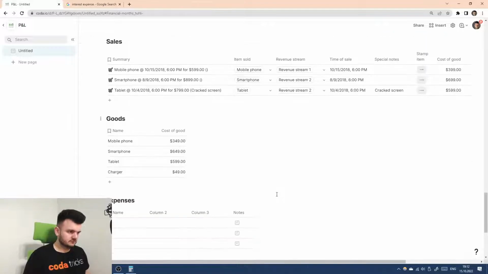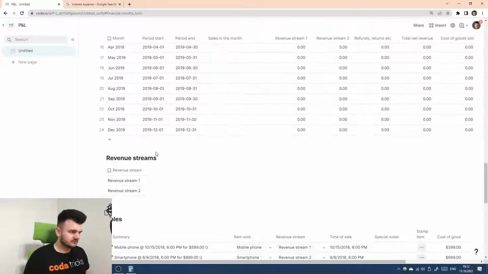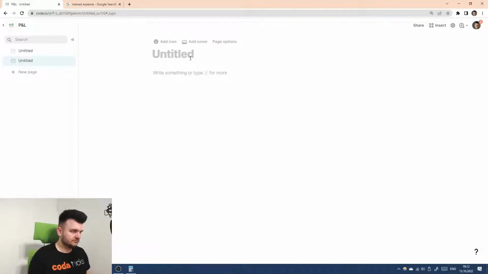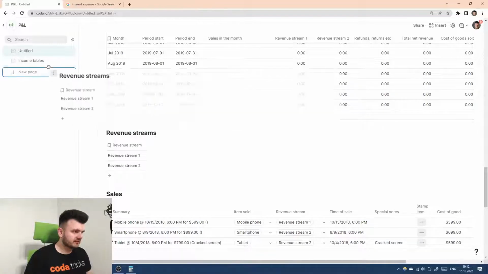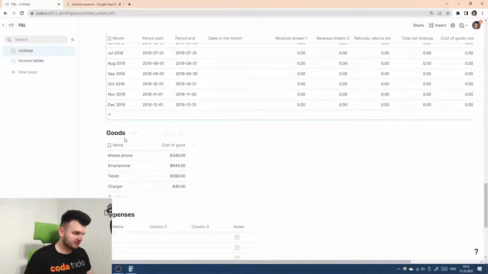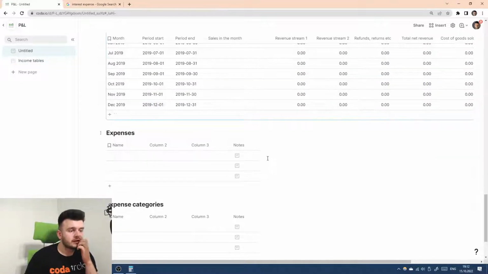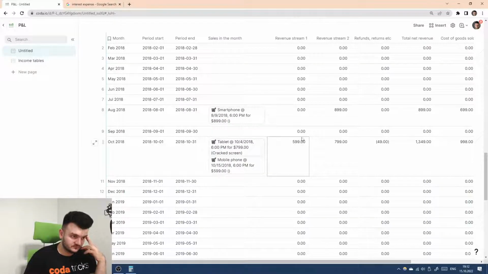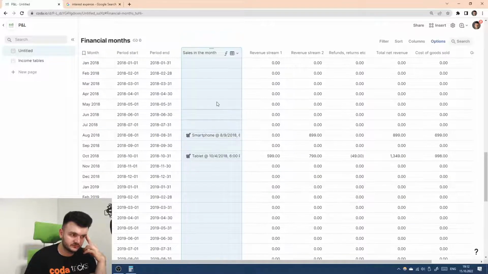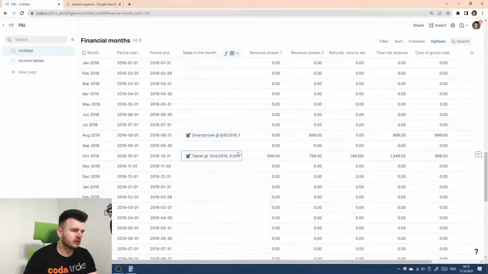We can actually make a new page and just hide these things there, stream sales, so that we don't scroll that much. Good. Okay. You can wrap it so that it doesn't take a lot of space. You just have to not forget that there are more items in this cell than you can actually see.